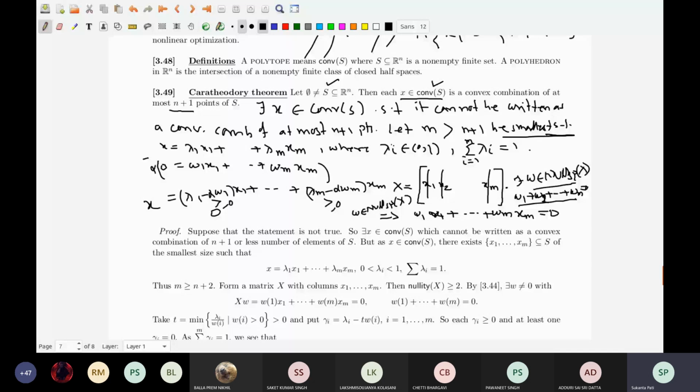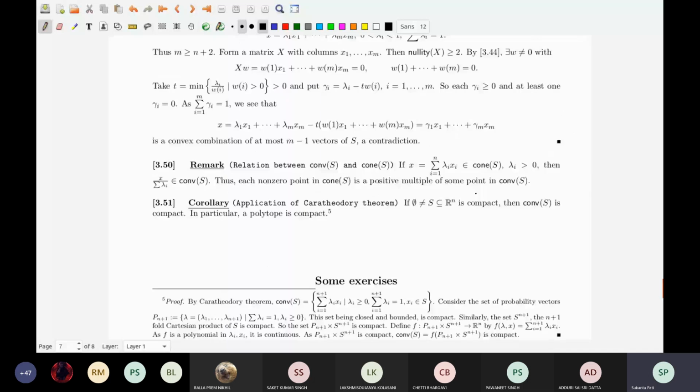You can read that part. So what is an application? An application of this, for example, you can show that if S is compact, in particular a finite set is always compact, right? Closed and bounded. If S is compact, then the convex hull of S is compact. That's an application of the Carathéodory theorem. The proof is given over here.